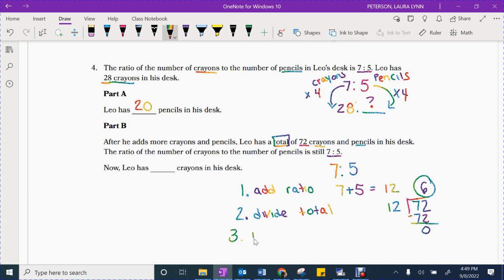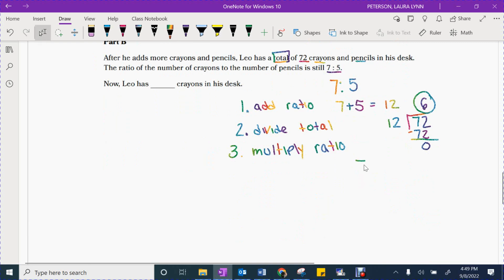So step 3 is multiply the ratio. So that means, I'm going to scroll because I need a little space. I'm going to take my original ratio and I'm going to make an equivalent ratio by multiplying it by 6. So I'm going to multiply both sides of the ratio by 6. 7 times 6 is 42. 5 times 6 is 30.